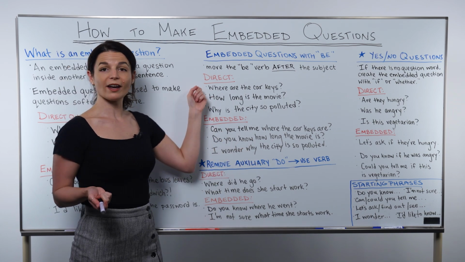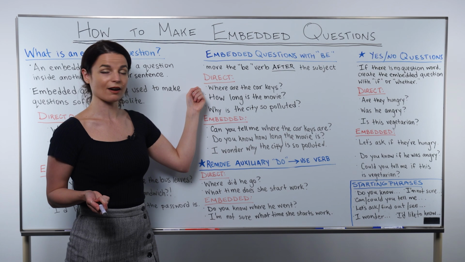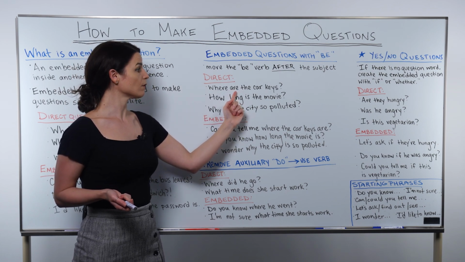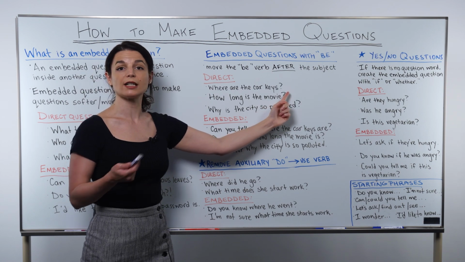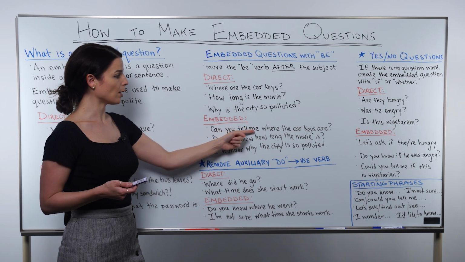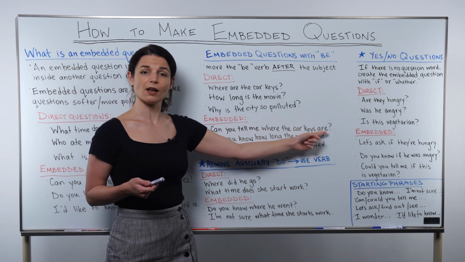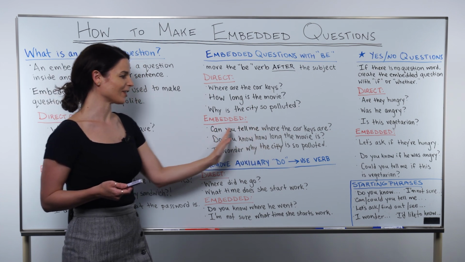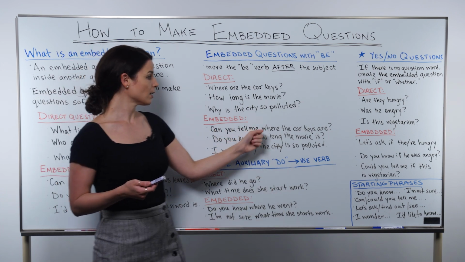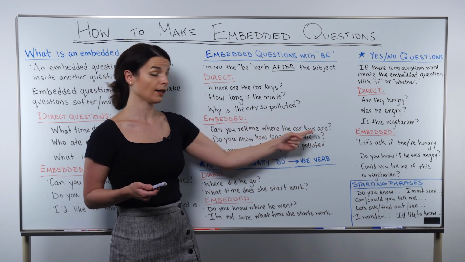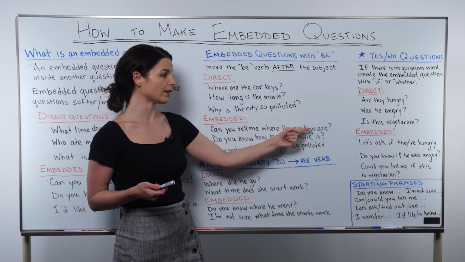So let's take a look at three more examples. First, where are the car keys? Here is my be verb. So we need to move this after the subject to create an embedded question. Here's my sample. Can you tell me where the car keys are? So here is my embedded question. I'm starting the question, can you tell me? And the direct question is here with the new grammar.